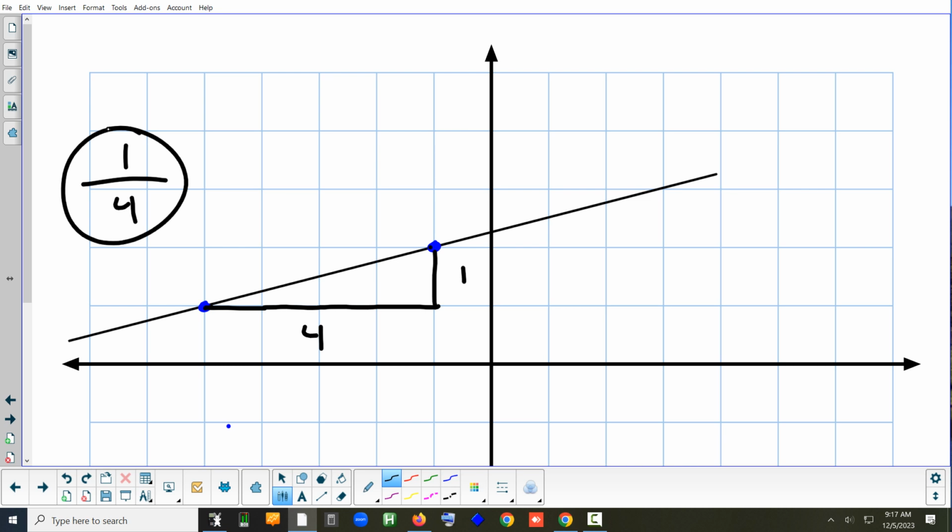Now let's say you use this point over here. Let's measure the steepness between this point and that point. How many over do you have to go here? 1, 2, 3, 4. So it's 4 again. And then how many up? 1. So this is 4. That's 1. It's exactly the same steepness.